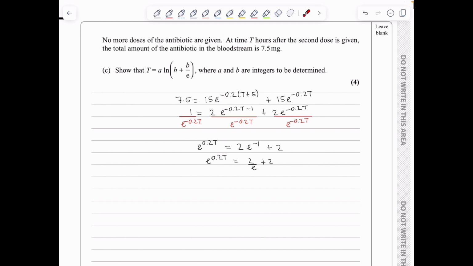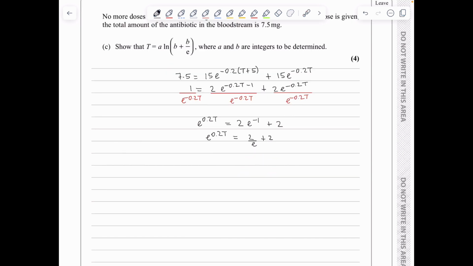This is nice because we are starting to get the expression within the ln here. The next logical thing is to take a ln of both sides. So we're looking at 0.2T = ln(2/e + 2). And if I multiply both sides by 5, we get the left hand side to be T and the right hand side to be 5 ln(2/e + 2), and therefore we can conclude that the constant a is 5 and the constant b is 2.